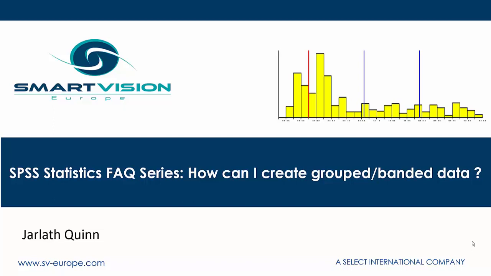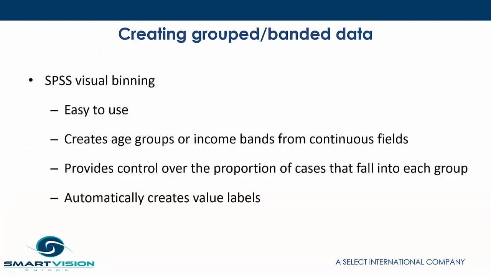SPSS users often ask, how can I create grouped or banded data from continuous fields? There's a procedure within SPSS that allows us to do this. It's called SPSS visual binning, and as the name implies, it's visual in nature, and that makes it very easy to use. You can use it to, among other things, create age groups or generate income bands from continuous fields. It provides complete control over the proportion of cases that fall into each group, and it even automatically creates value labels for you. Let's have a look at how it works.